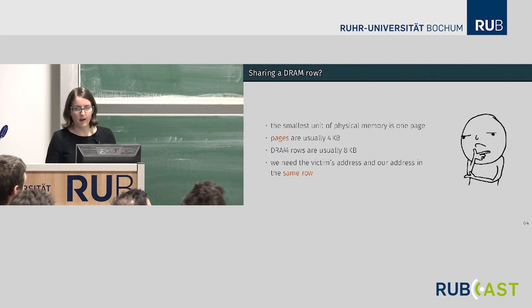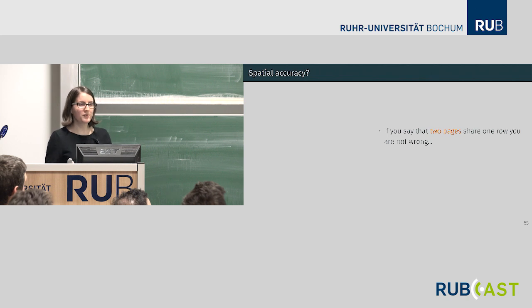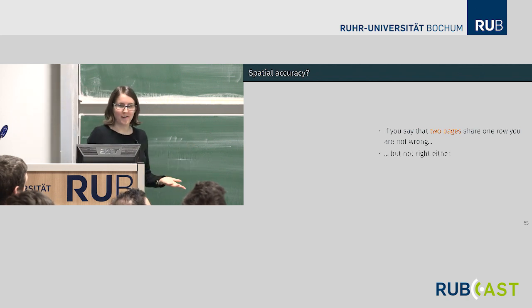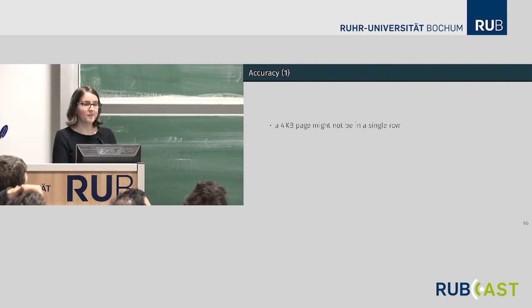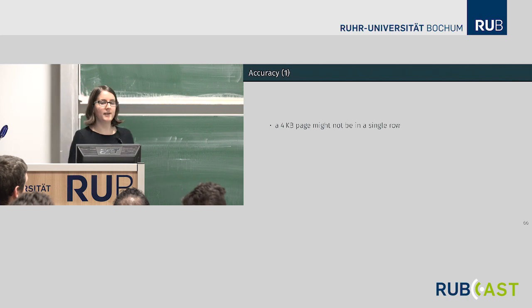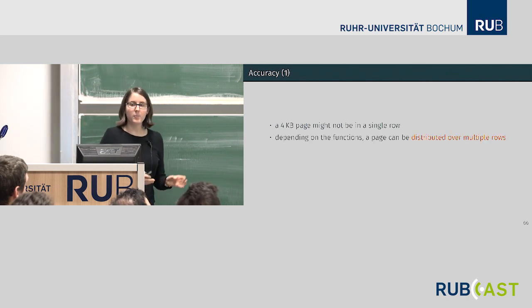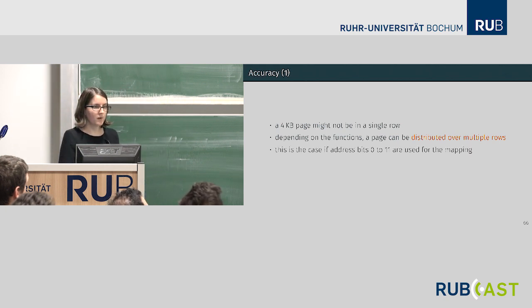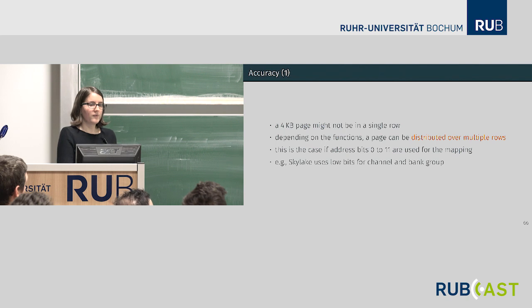So we have to think, what can happen? So if you say that you have 2 pages that share 1 row because 1 page is 4 kilobytes and the row is 8 kilobytes, then you're not wrong, but you're also not really right. So why? The idea is that the 4 kilobyte might not be in a single row, and that depending on the function, a page can be distributed over multiple rows. And this is the case in particular if address bits 0 to 11 are used for the mapping. So for example, on Skylake, it uses the low bits for channel and bank group. So in our case, we had 1 physical page that was distributed over 4 different rows.